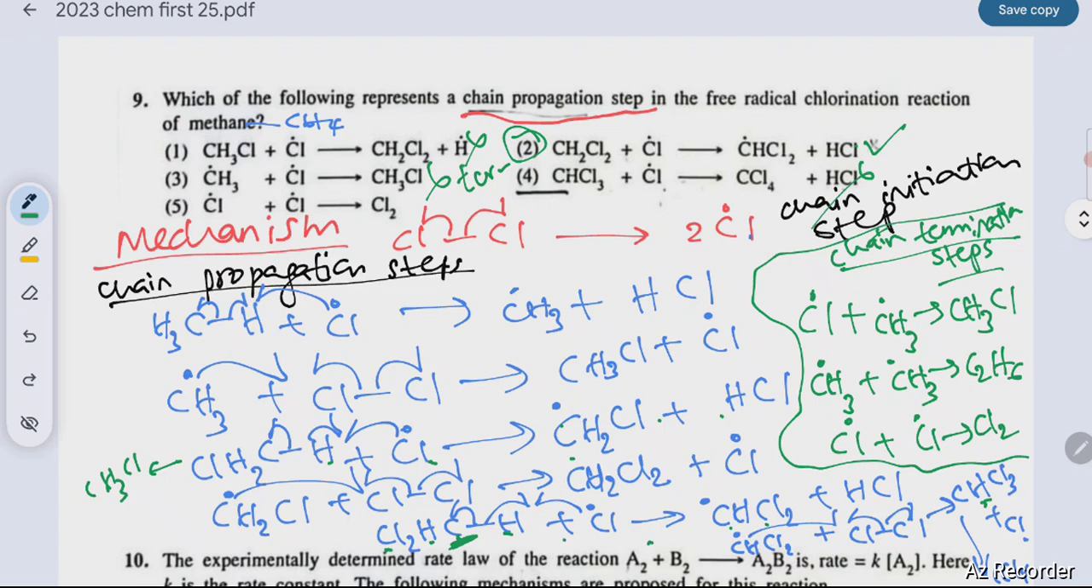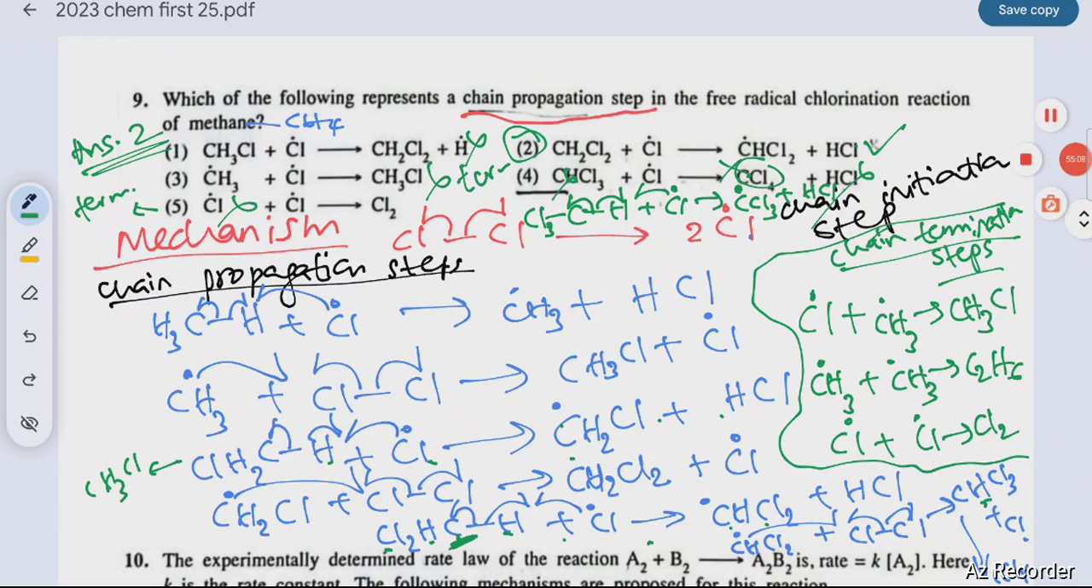So that is wrong. Now if that happens, CCl3 radical is formed because in CHCl3 we have to cleave the carbon hydrogen bond. For that the chlorine radical will come and form CCl3 radical plus HCl, not CCl4. This is wrong. Then Cl plus Cl giving Cl2 is a termination step, so this is also wrong. The answer is 2. Answer is 2 for the 9th question.